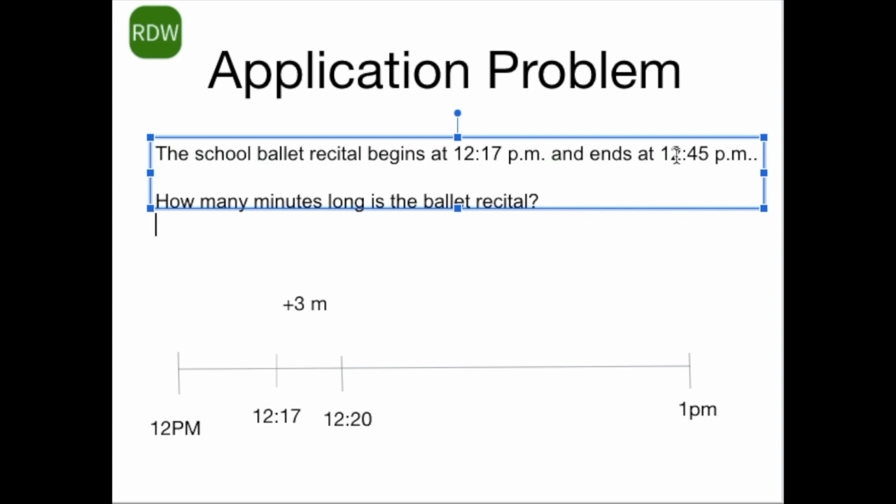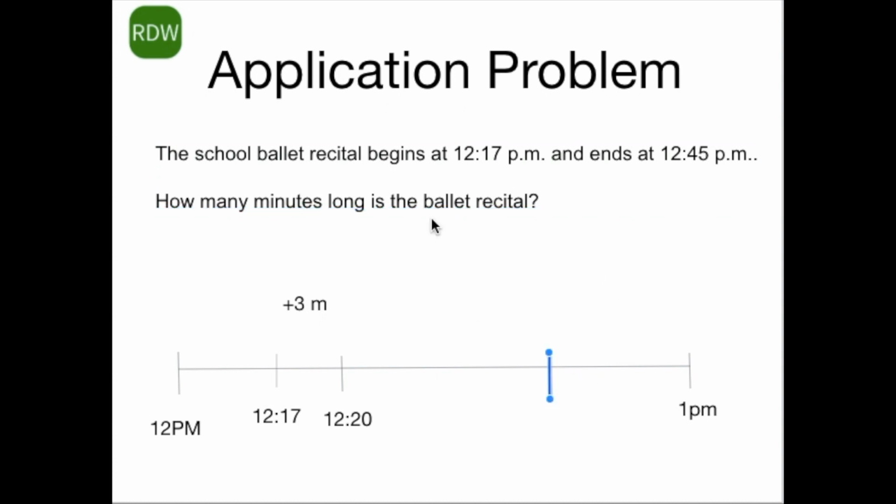Now I need to get up to 12:45. So I'm going to go from 12:20 to 12:40. 12:40 would go around here. Remember, we're just making estimates. This is not the part that you have to be perfect at. I'll let you guys know what part we have to be exact at. So right around here, I'd say would be 12:40 on my number line.